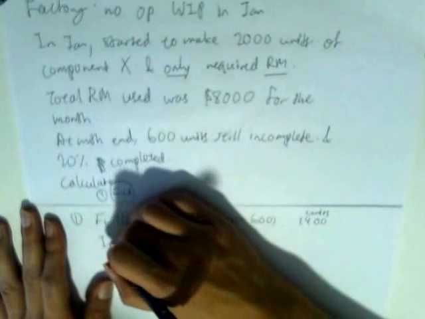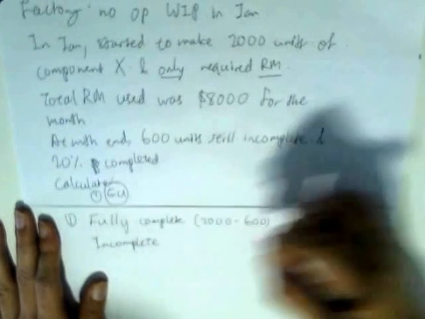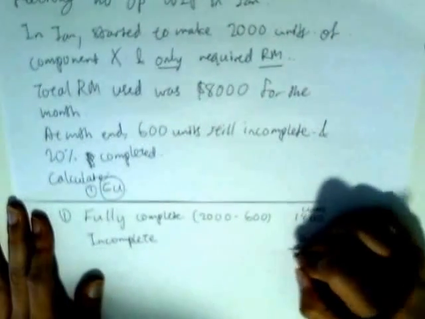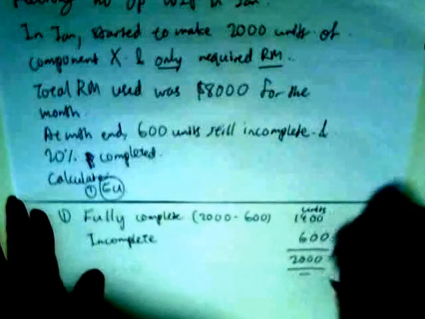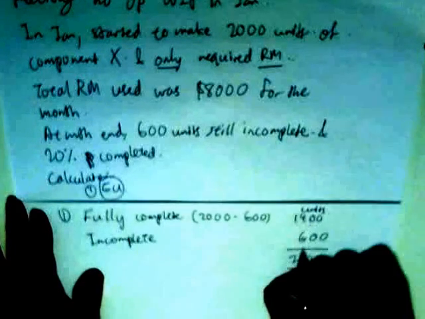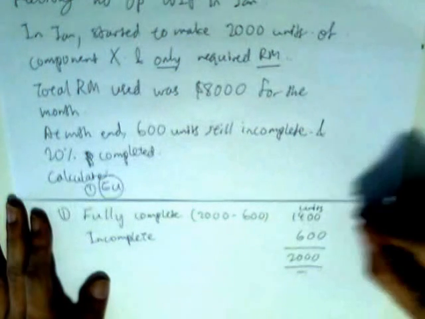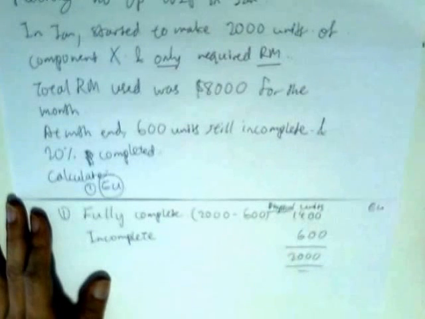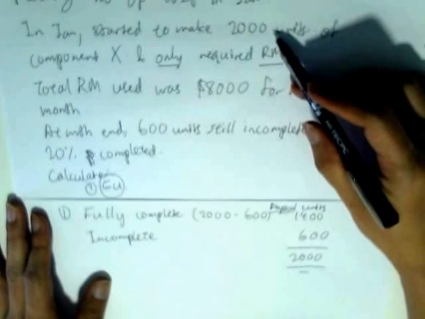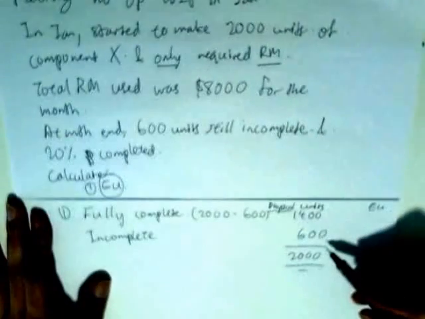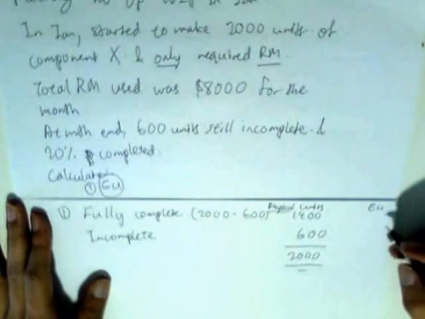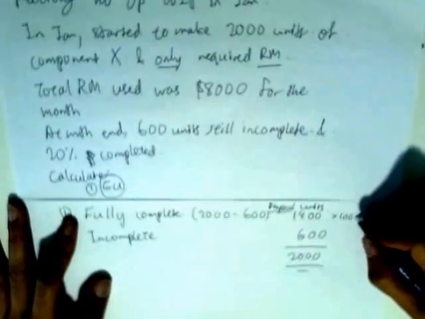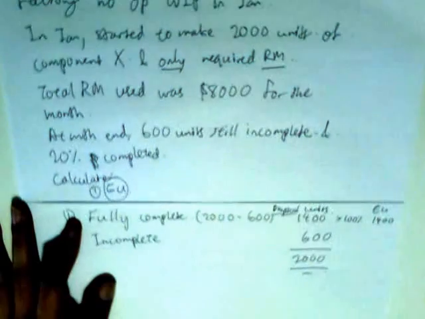Next question. What about those that are incomplete? There is exactly 600 of them that were still incomplete. Total 2,000 in a month. Agree? Now let's go on to the equivalent units. This is referring to physical units, the actual number that you started making, right? Out of which 1,400 complete, 600 not complete. Equivalent unit, quite simple. If it's fully complete, that means in terms of raw material, do you need to put in more raw material to finish? No, it's fully done, 100% complete.